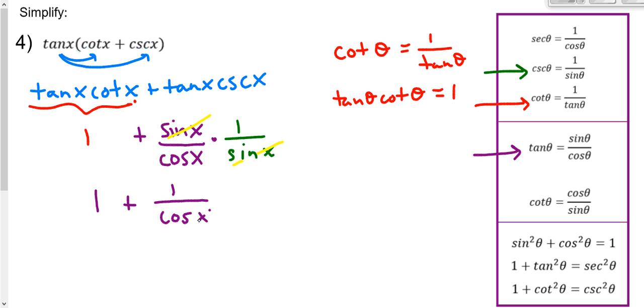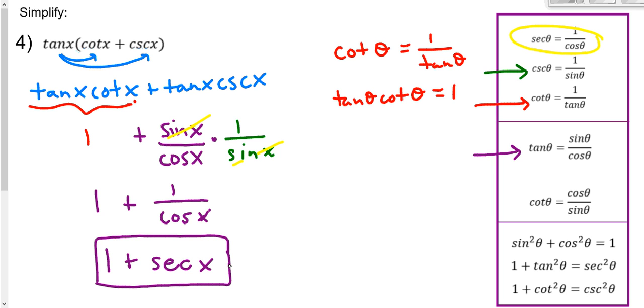Now, in previous problems it said don't leave a quotient, so I wonder if this would look simpler if we didn't have a quotient. So 1 over cosine x is equivalent to secant x. Secant is the reciprocal of cosine. So we have 1 plus secant x. And I'd say that looks simplified.